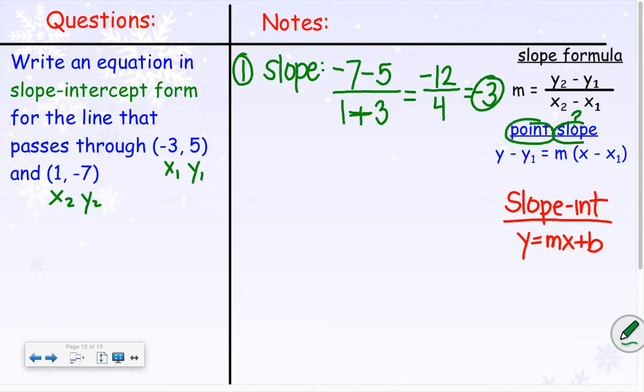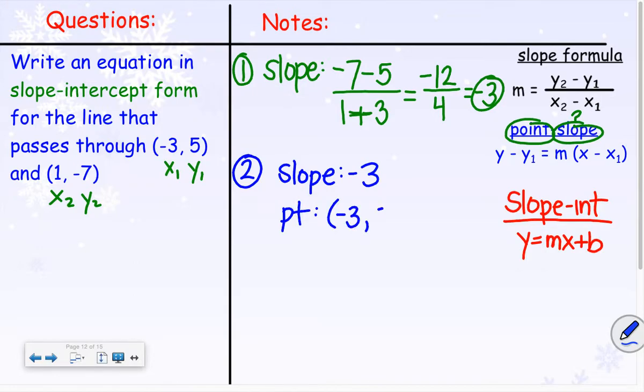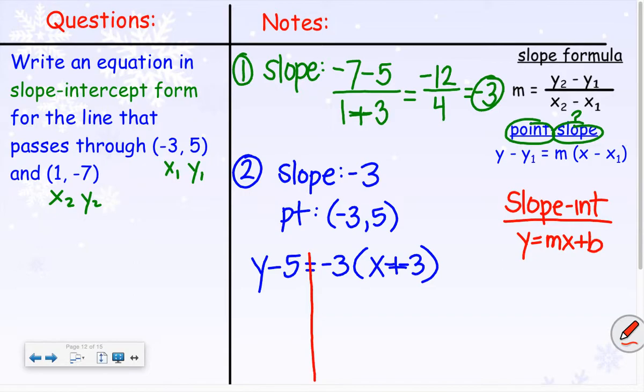So I know my slope now. I have a point, so I can put it in point-slope form. My slope is negative 3. I can pick one of these points. Let's just do (negative 3, 5). And I'll put it in point-slope form. So y minus 5 equals negative 3 times x minus a negative 3. And my final step is to get it into slope-intercept form.